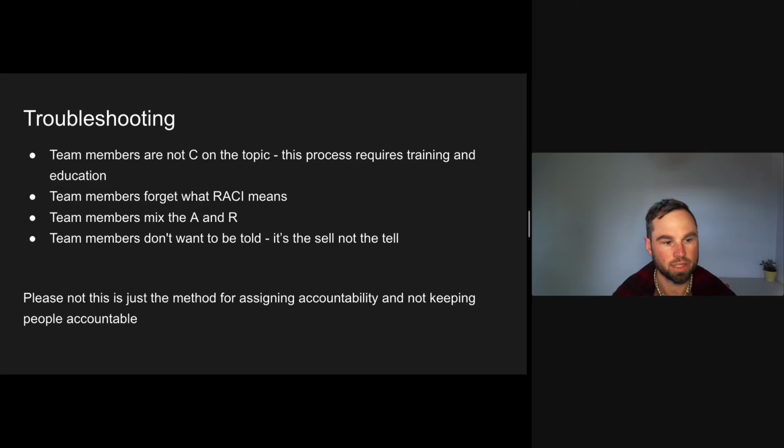Please note this is just a method for assigning accountability and not keeping people accountable. They're two very different things. So this is just for assigning accountability. Keeping people accountable is a whole different kettle of fish.